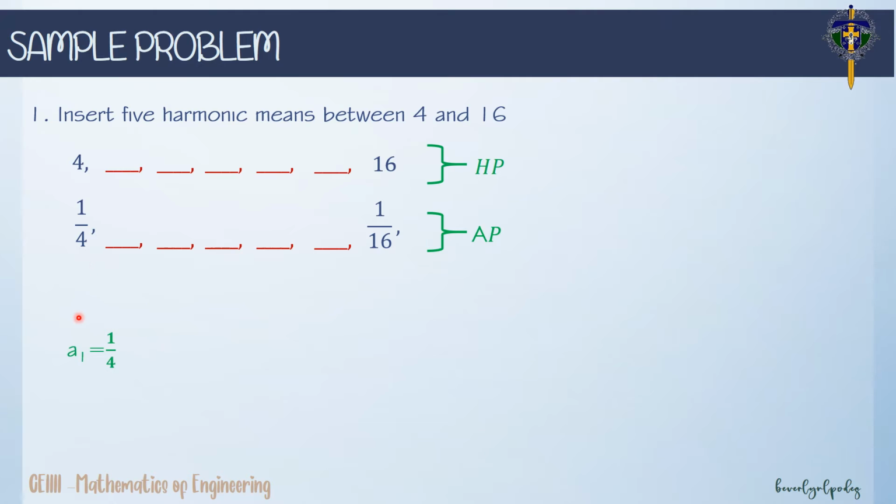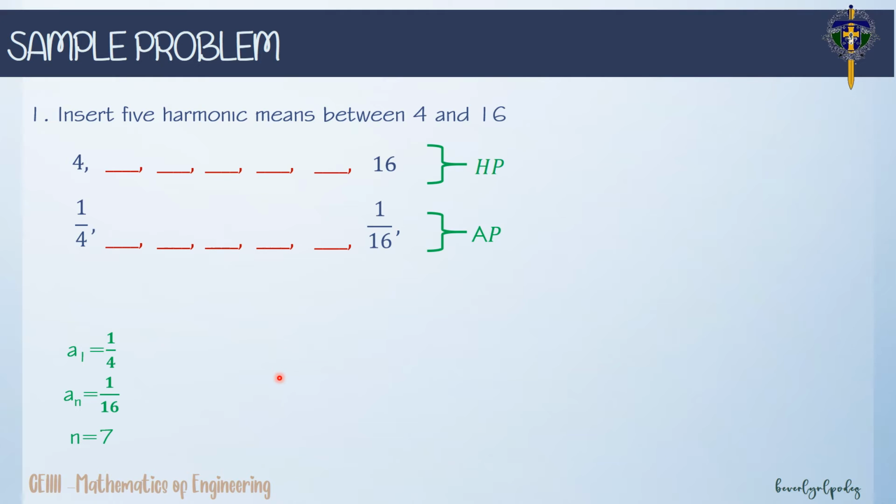So let us identify the given. 1/4 is the first term, a1, that is 1/4. And then a sub n, the last term, is 1 over 16. And we know also that n is equal to 7, the total number of terms: 1, 2, 3, 4, 5, and 6.